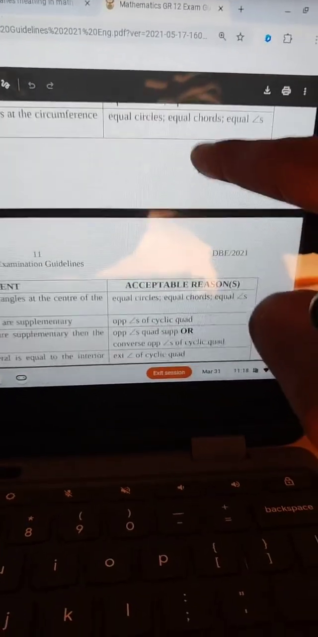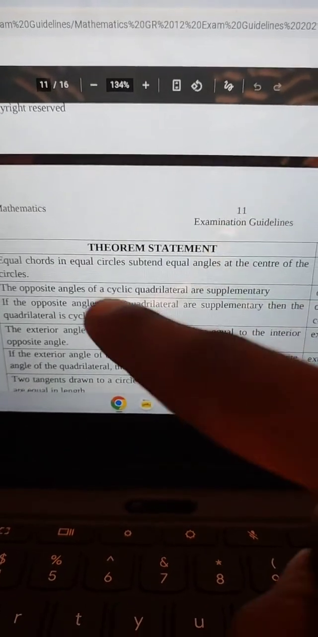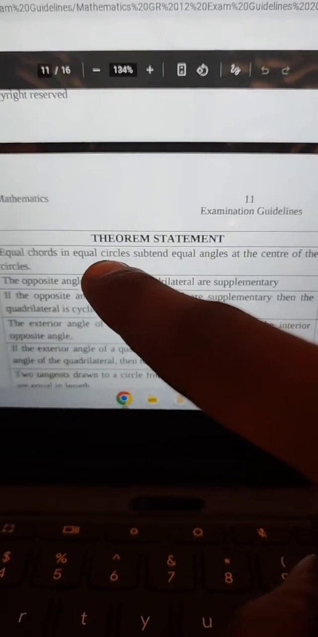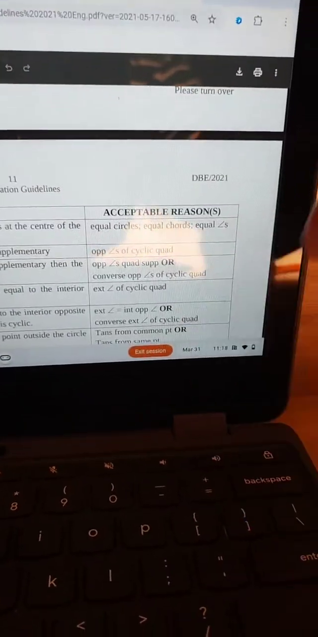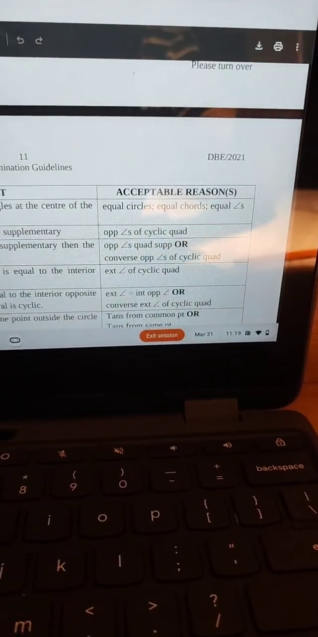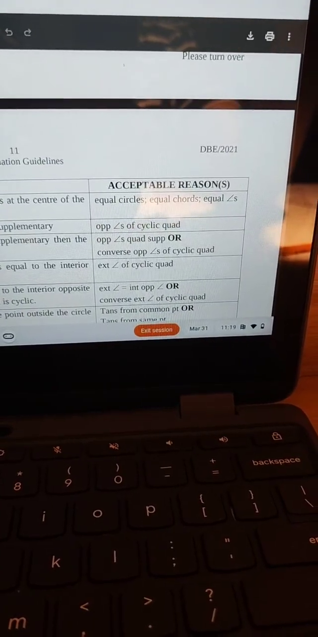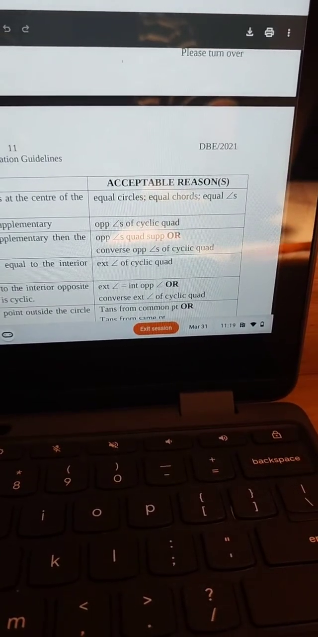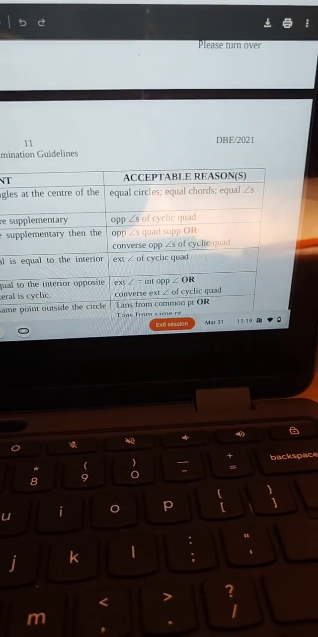Okay, the corollaries are there, guys. You see, equal chords in equal circles. So there's also equal chords in equal circles subtending equal angles at the center of the circles. So you have two separate circles. They are the same. So if you don't write your reason like that, they are wrong. We try, as far as possible, to align it with the acceptable reasons document.